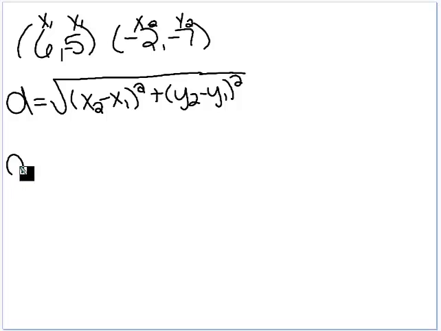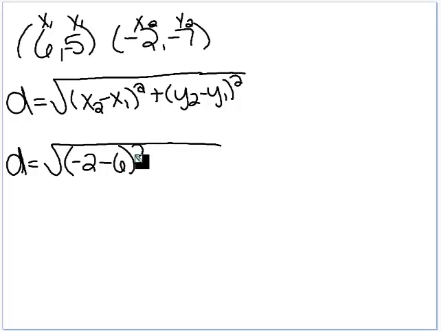Okay, so D equals the square root of, what is my x2 value? Negative 2 minus my x1 value squared plus, what is my y2 value? Negative 7 minus, what is my y1 value? Negative 5.